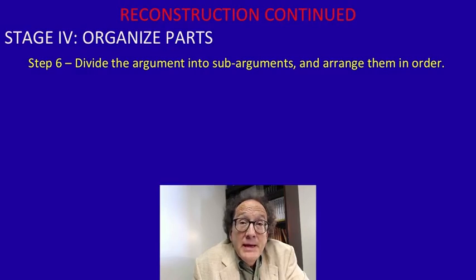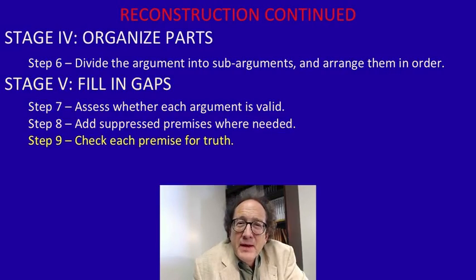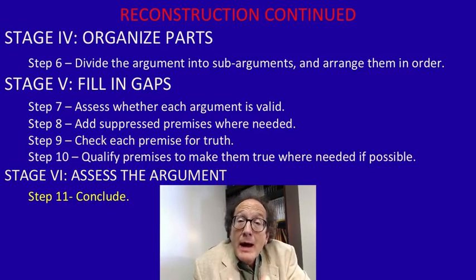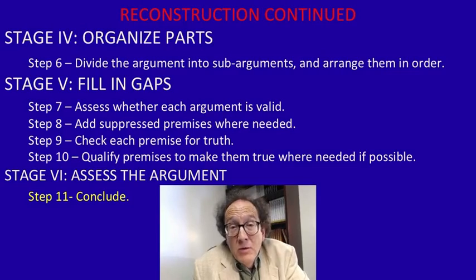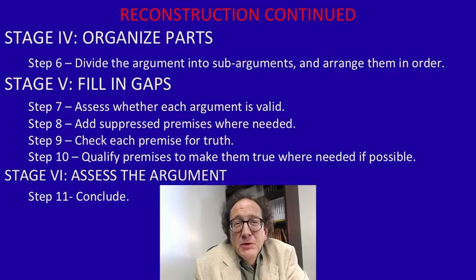But not all arguments are complete, so in the next stage we have to fill in the gaps, that is, supply suppressed premises. And once we've done that, the final stage is to assess the argument. If we are able to come up with a sound reconstruction, we know that the conclusion has to be true because, as we learned in the previous lecture, the conclusion of a sound argument is always true. But if we don't come up with a sound reconstruction, then we've got to decide: is it the fault of the argument, or is it our own fault because we didn't find a sound reconstruction when there really is one? That's something we have to discuss. We're going to discuss all of these stages over the next few lectures.